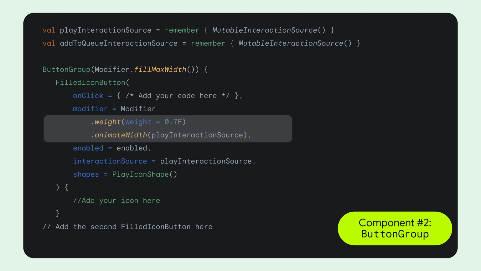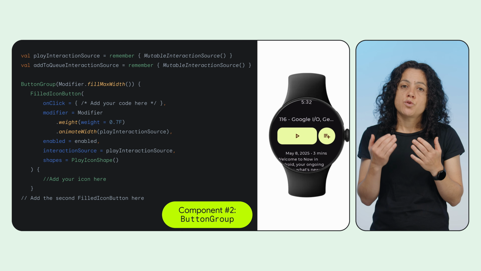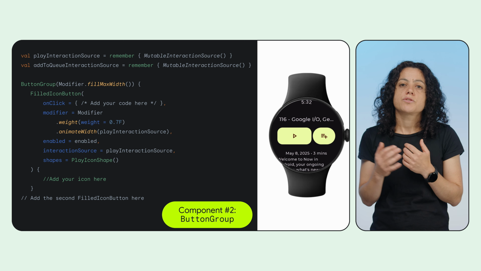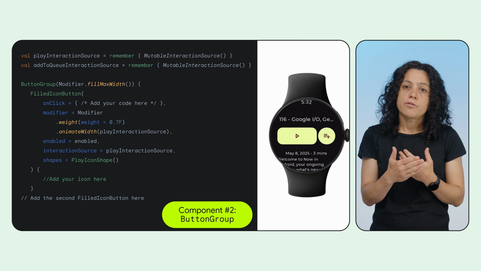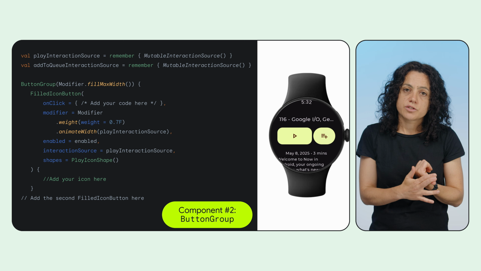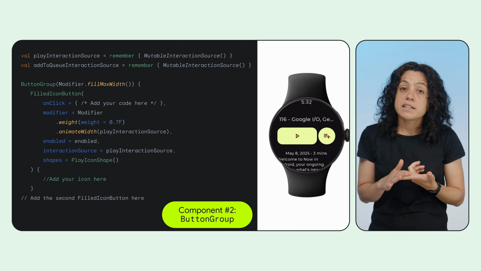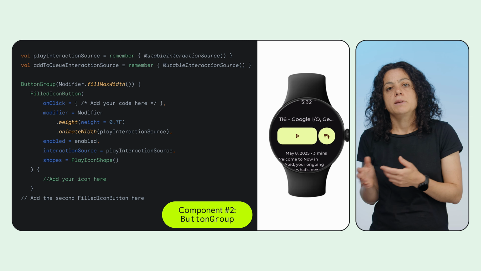The last step is to set the interaction source to the one we have created above, for observing and emitting interaction for this button. With all of that in place, now the two buttons inside the button group change width based on the interaction source. Button group allows you to quickly add shape morphing effects with three quick steps: creating an interaction source for each button, using the animate width modifier, and setting the interaction source parameter.